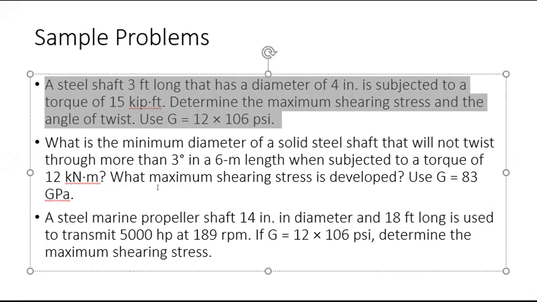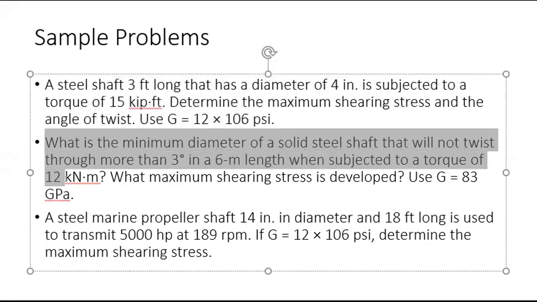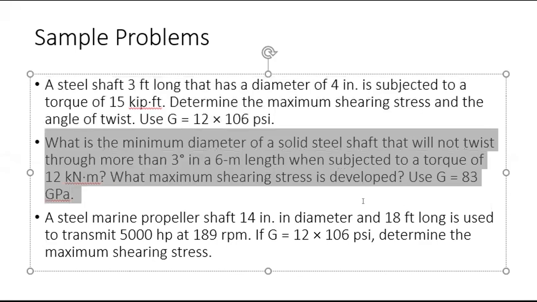Okay, so we have here, what is the minimum diameter of a solid steel shaft that will not twist through more than 3 degrees? So, technically, ang maximum niya lang is 3 degree lang. Pag sumobra siya doon, syempre, sumobra na siya. In a 6-meter length when subjected to a torque of 12 kN. What maximum shearing stress is developed? Use G is equals to 83 GPa. So, let's solve this one.